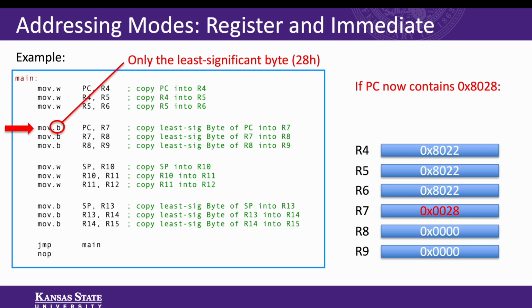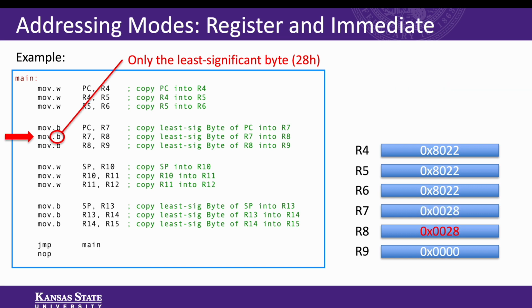Now we're eyeing up the next move instruction, and we see it's going to move that least significant byte 28, or copy, that is, from R7 to R8. And yes, that's what we have there in red. In this case, it doesn't matter if it's a .b or a .w, because either way, we would still end up with 0028 in hex. And similarly, if we're eyeing up the sixth move instruction, we're going to take those contents from R8 and copy them into R9, and there we go, 0028.